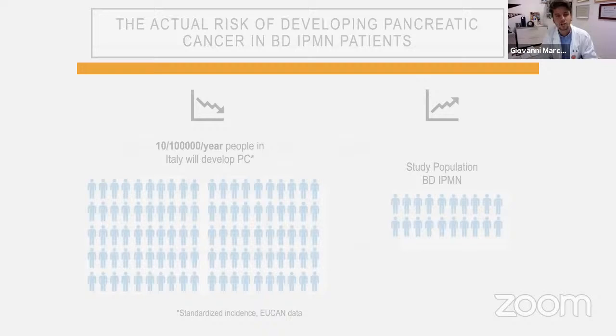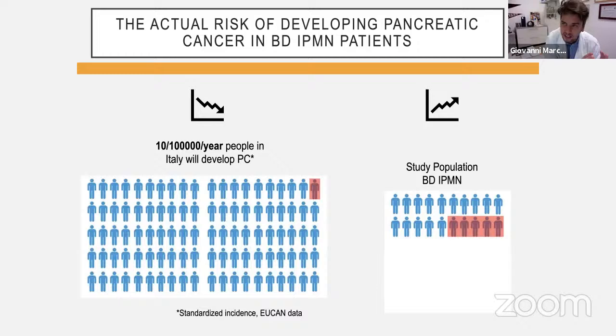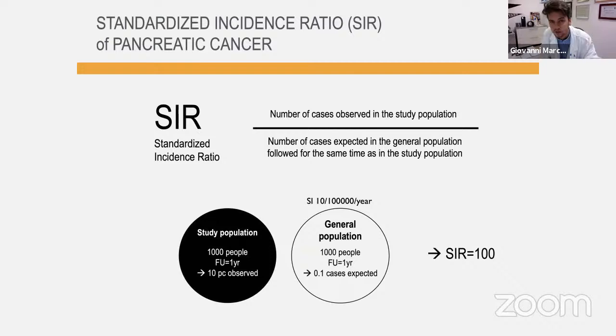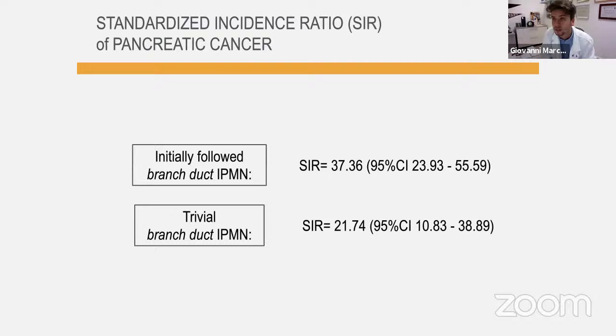So let's see now if these BD-IPMN are at higher risk of developing a cancer than the general population. Because of course, we want to target them for discontinuing the follow-up. This population needs to be not higher in terms of risk than the general population. So we use this index, which is called standardized incidence ratio, which is the number of cases in the study population over the number of cases expected in the general population followed for the same time as the study population itself. And we found that both all the BD-IPMN and the trivial have a higher risk than the general population, which makes sense because they are true branch-duct IPMN.